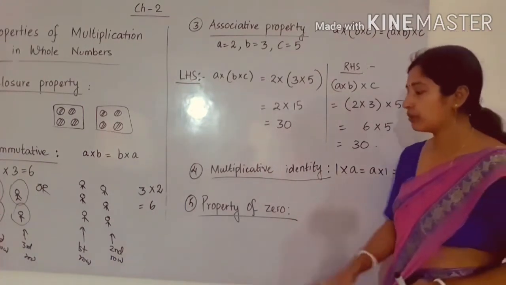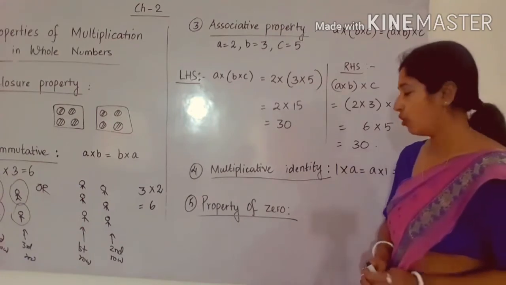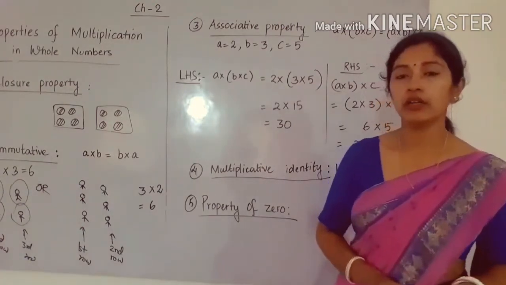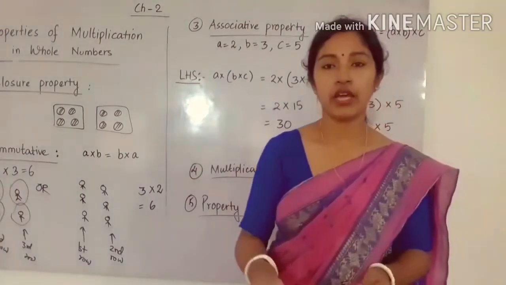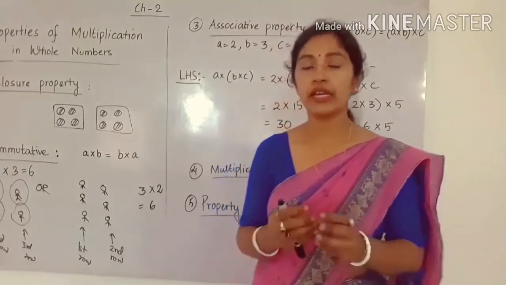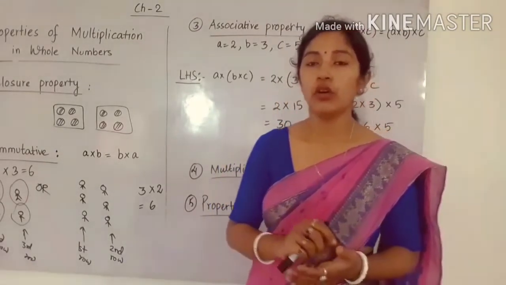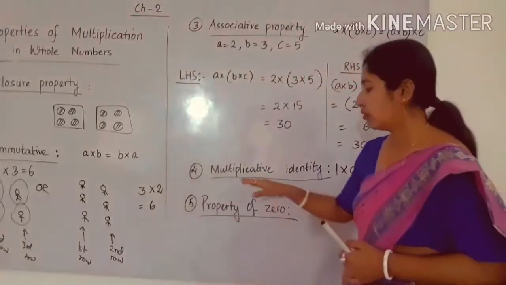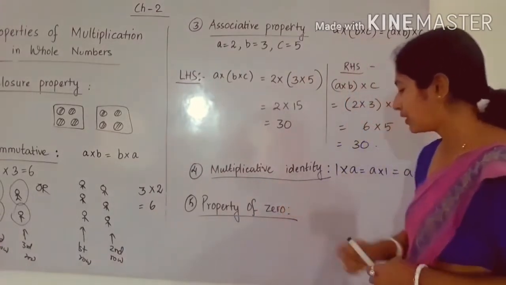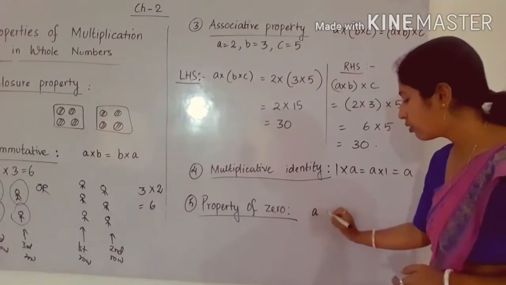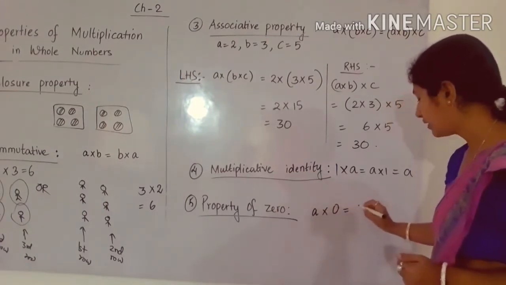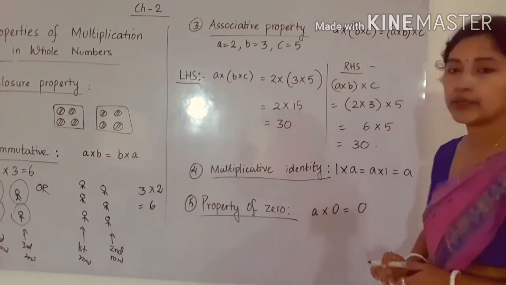So the last property in multiplication is property of 0. What happens when we multiply 0 to any whole number? Yes, the answer we will get is 0. So this is called property of 0. You will get examples. Try to read the properties. It is given in the book. For property of 0, we can write: A is a whole number and I am multiplying 0 to the whole number, so I will get the answer 0 again.